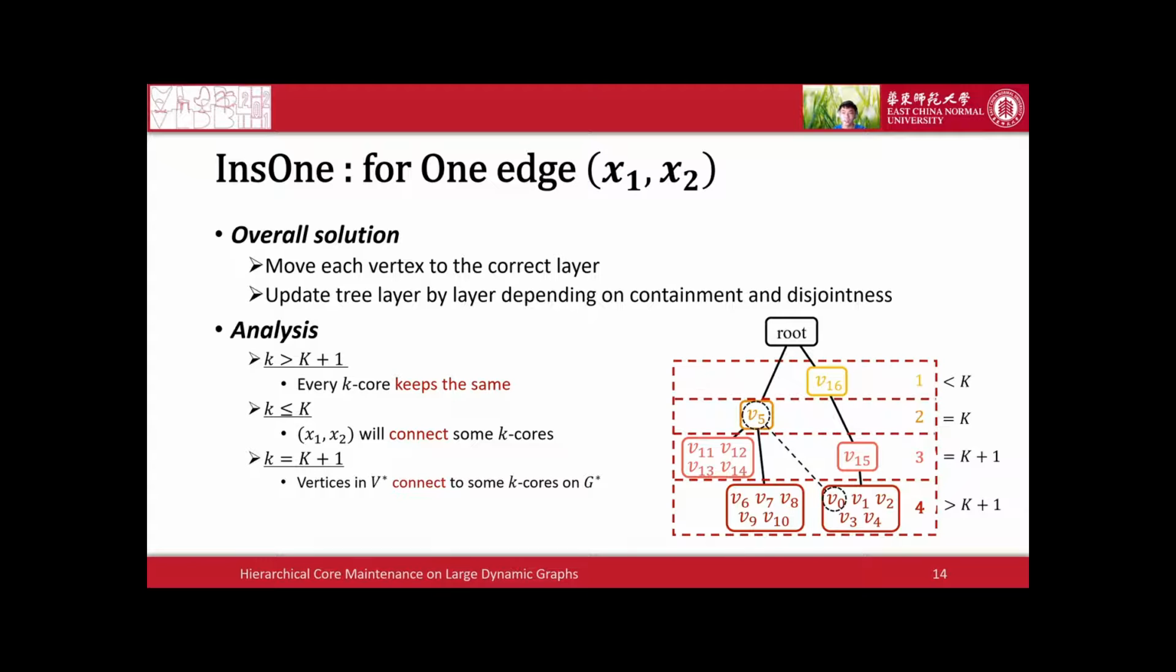We discussed each k-core for different k. For the k-cores where there are no coreness values larger than k+1, the k-core stays the same after the insertion. For the k-cores whose coreness is not bigger than k, the inserted edge will connect some k-cores. Besides, the vertices whose coreness changed will connect some (k+1)-cores.